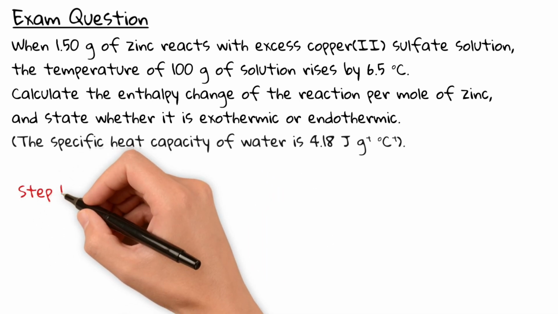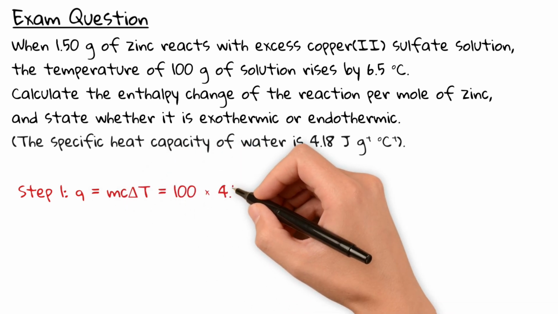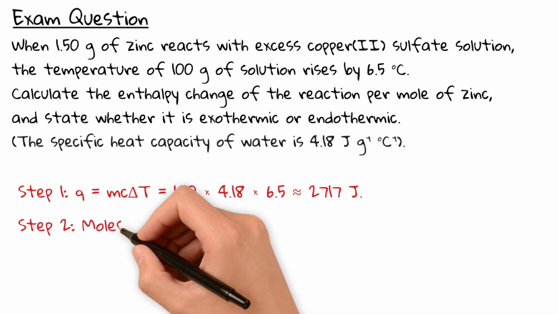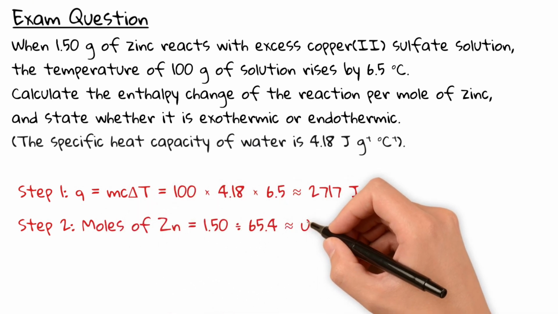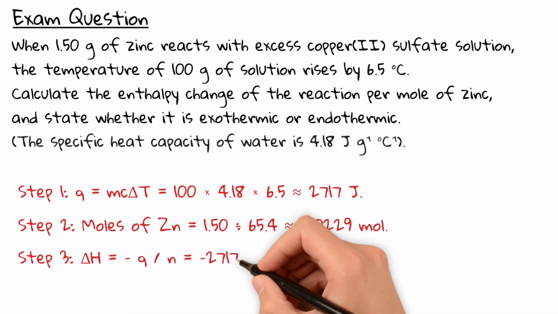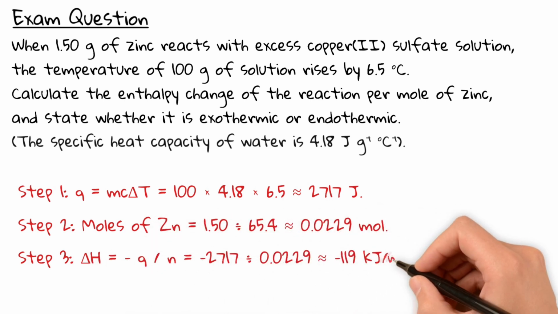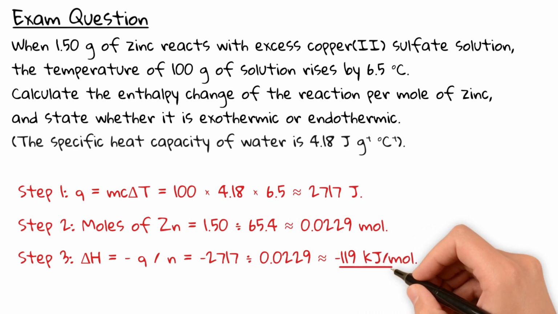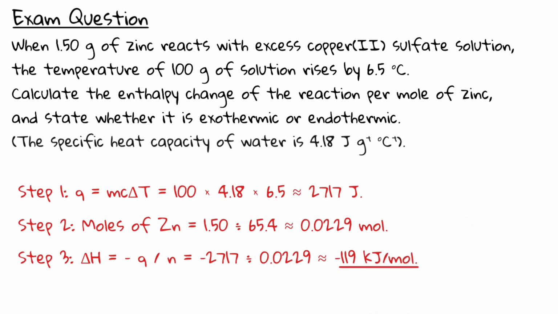Here's the solution. First, we calculate Q. Next, we calculate the moles of zinc. And lastly, we plug both these values into our formula. So the enthalpy change is negative 119 kilojoule per mole, which means the reaction is exothermic.